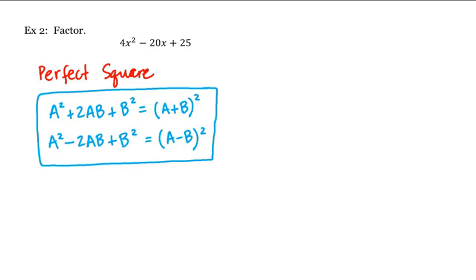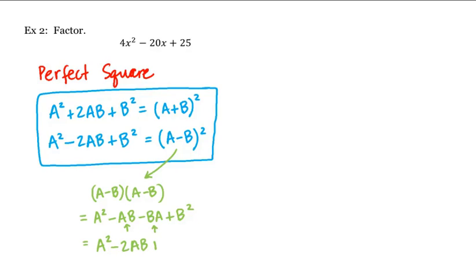Again, we can verify these formulas by FOILing out the right-hand sides. However, we'll just do that with the last one here. (a minus b) quantity squared. This means (a minus b) times (a minus b), which is equal to a squared minus ab minus ba, and then plus b squared. And ab and ba are the same, so we'll have two of them. Which is the left-hand side here.